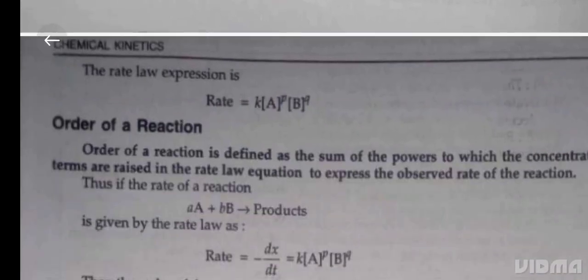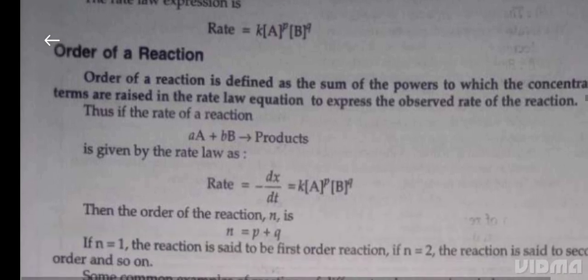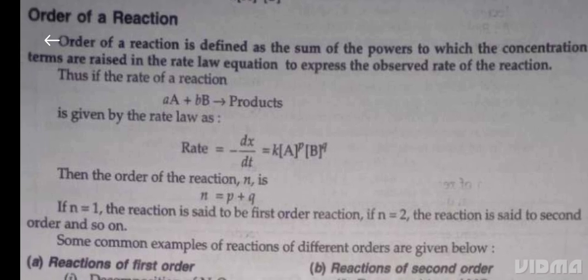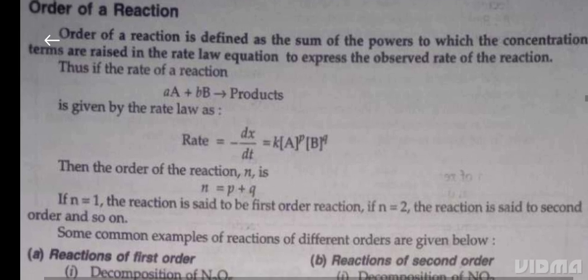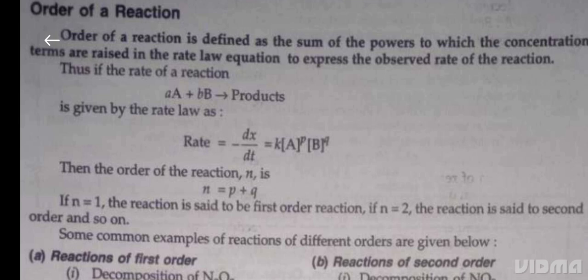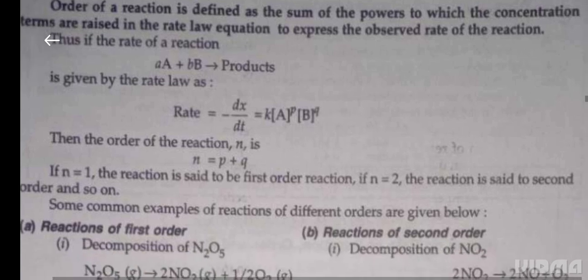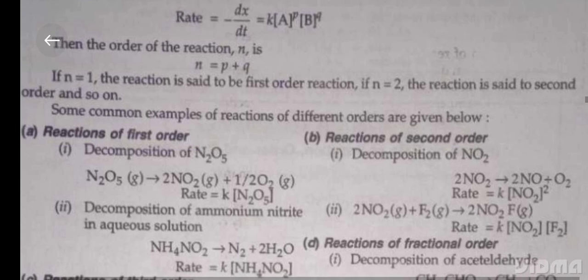The rate law expression is rate = k[A]^a [B]^b. Order of a reaction. The order of a reaction is defined as the sum of the powers to which the concentration terms are raised in the rate law expression to express the observed rate of the reaction. Thus, if the rate of a reaction aA + bB gives products is given by the rate law as rate = -dx/dt = k[A]^p [B]^q, then the order of reaction n = p + q. If n = 1, the reaction is said to be first order. If n = 2, the reaction is said to be second order, and so on.